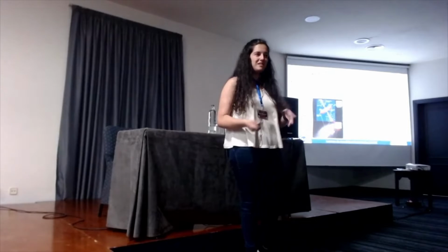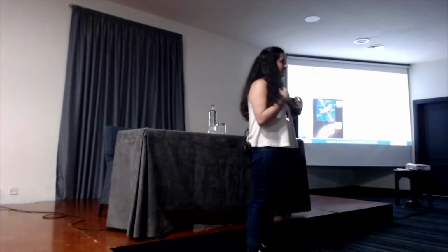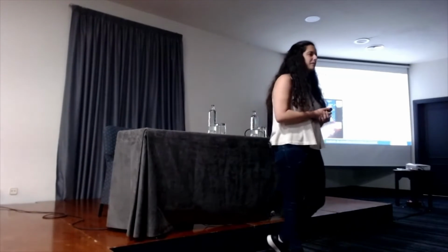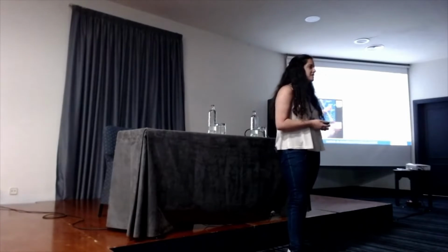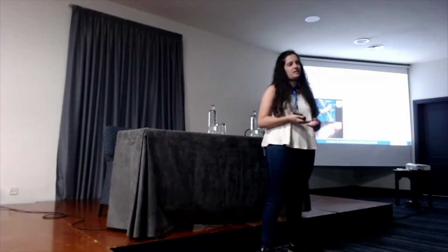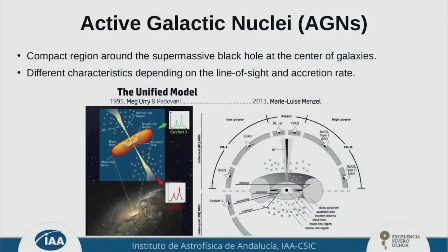So just to be real quick, as you have already heard, basically there are many types of AGNs, but they are all believed to be the same objects under what is called the unified model. But the only real difference that we can find between some types of AGNs is essentially the level at which the accretion disk is feeding the supermassive black hole. So we can classify them depending on this accretion rate.